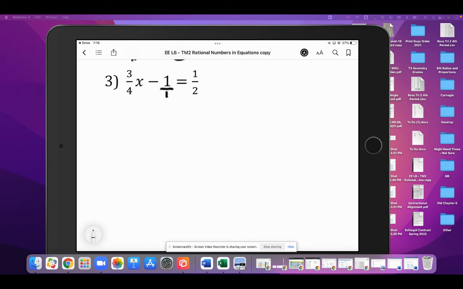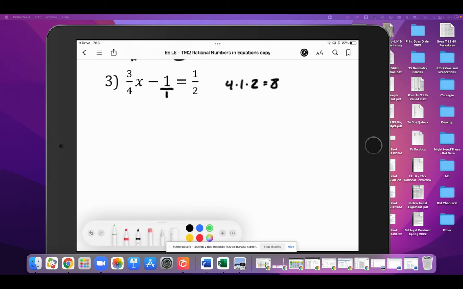And so my recommendation is that if you have some and you're not sure, you just take all the denominators and multiply them by each other, because you will always get a number that they all go into if you do that. So I've got denominators 4, 1, and 2. I'll multiply 4 times 1 times 2, which makes 8.